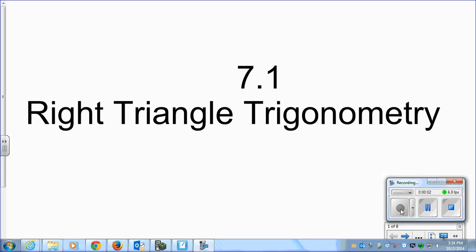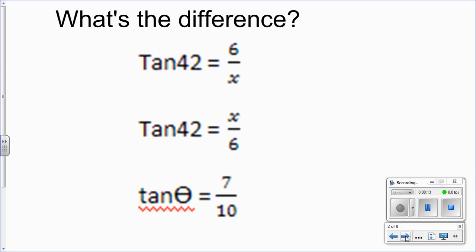Alright, college trig here, 7.1, the start of chapter 7. We're looking at right triangle trig, a lot of stuff from geometry class and application type problems. So, what's the difference between these two?